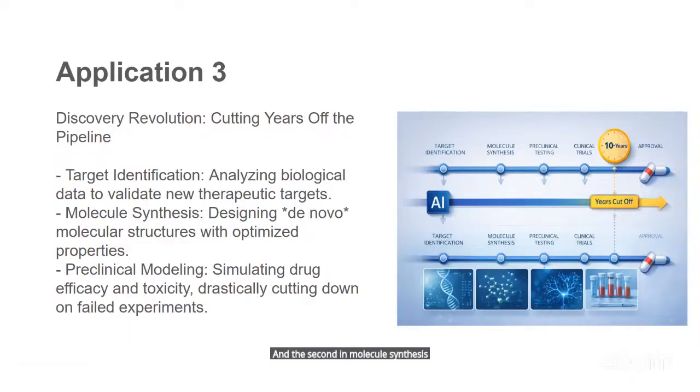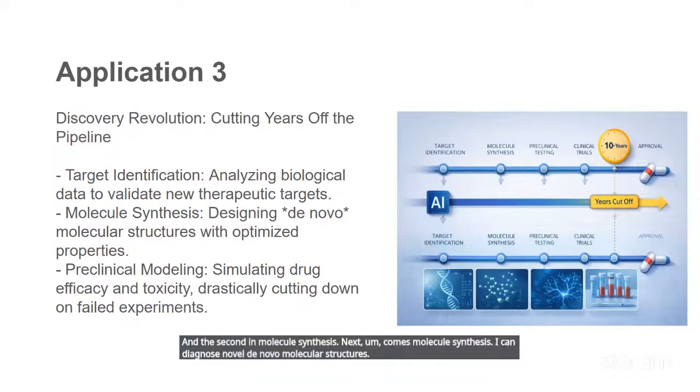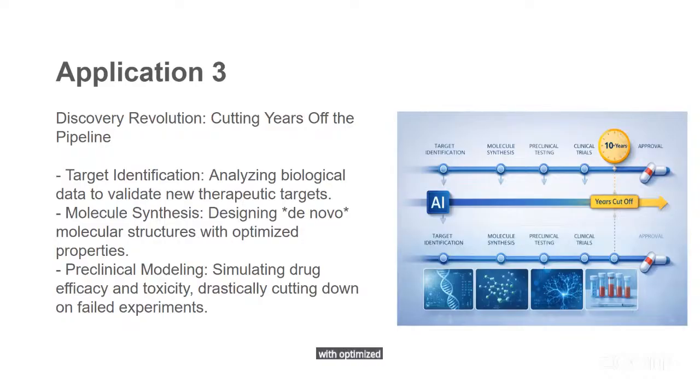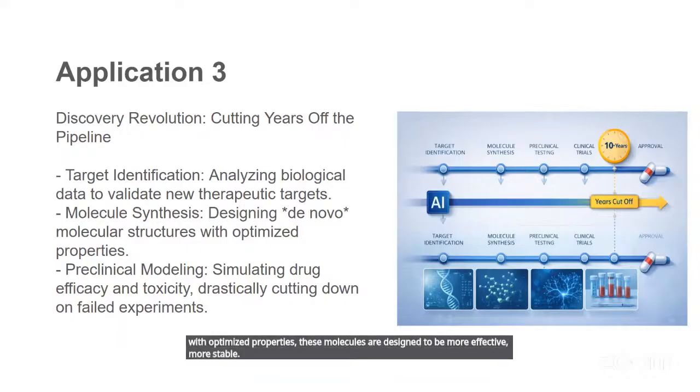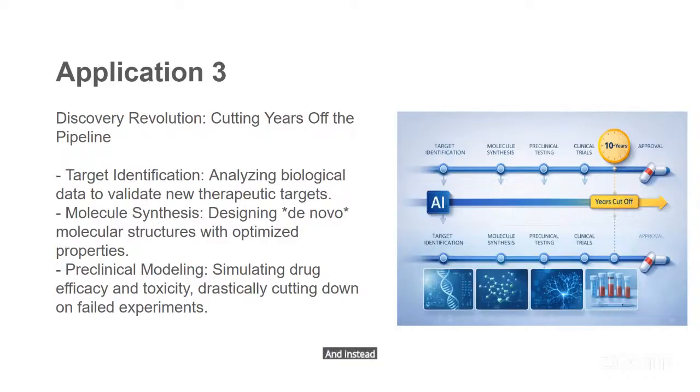And the second is molecule synthesis. AI can design novel de novo molecular structures with optimized properties. These molecules are designed to be more effective, more stable, and potentially safer. And instead of trial and error, drug design becomes data-driven. Another powerful application is preclinical modeling. AI can simulate drug efficacy and toxicity before entering real-world experiments. So this dramatically reduces failed experiments and unnecessary costs, as we know.